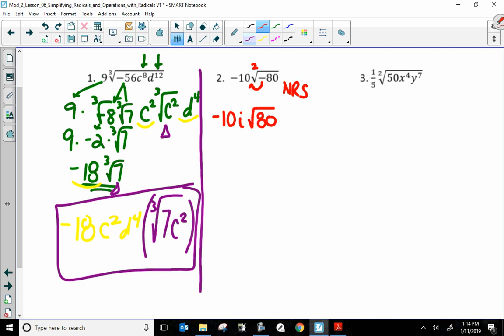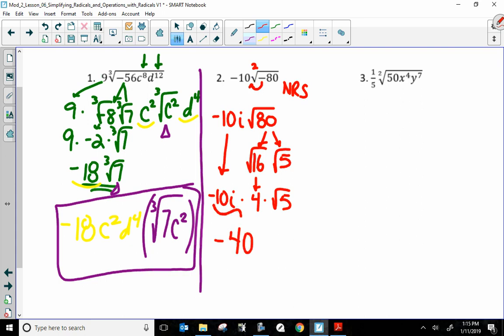Okay? Now I'm just looking for perfect squares that go into 80, and it is 16 and 5. Okay? This is 16 times 5. That's 80, so square roots. And the square root of 16 is 4. So I've got -10i times 4 times radical 5. -40i radical 5. Done and done.